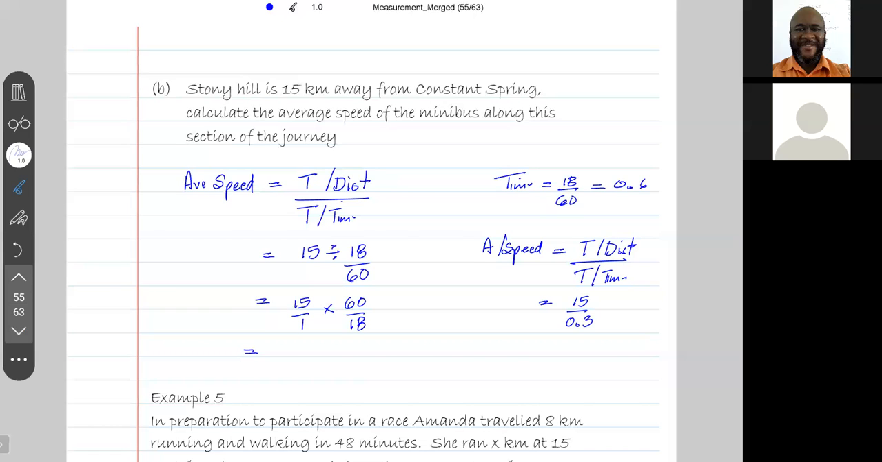So 15 times 60 divided by 18. This is 50 kilometers per hour. Or I could work it as a decimal, and it's 15 divided by 0.3, which is the same 50 kilometers per hour. So I could work my time either as a decimal or work it as a fraction. Both will give me the same answer.